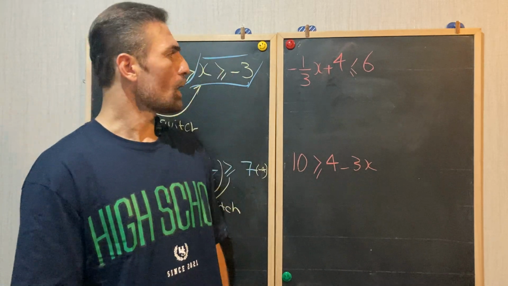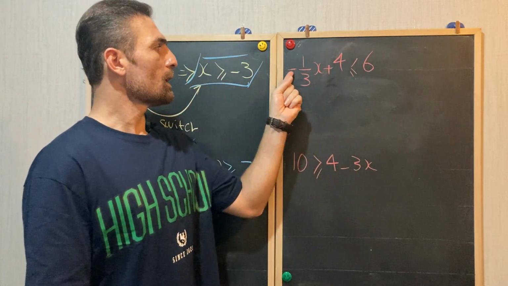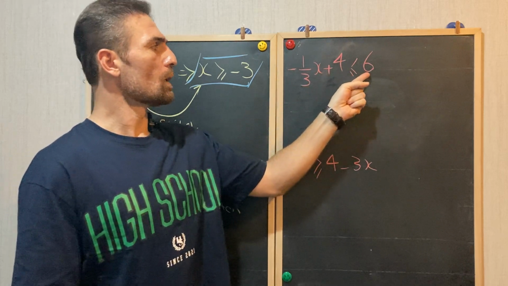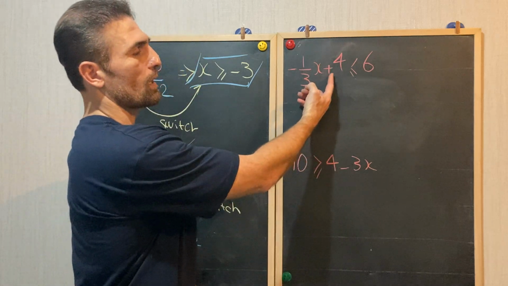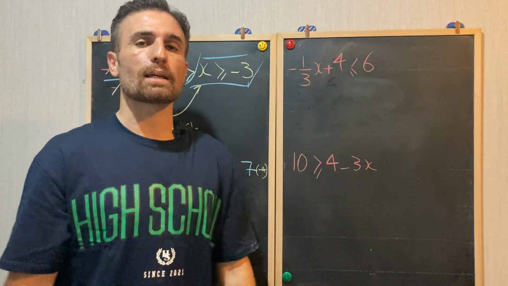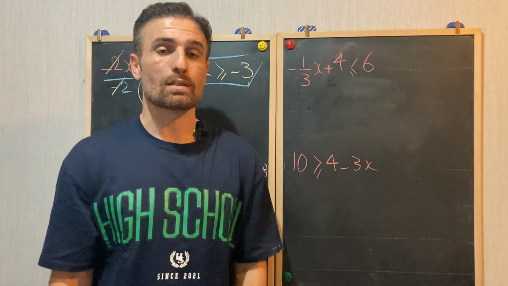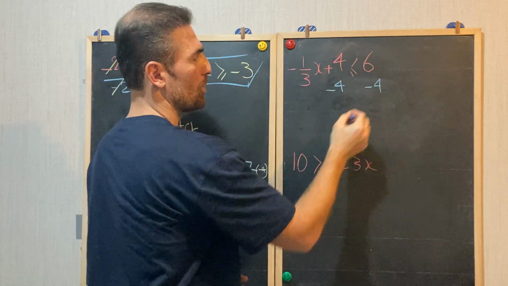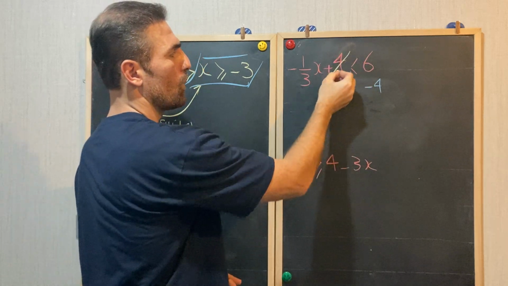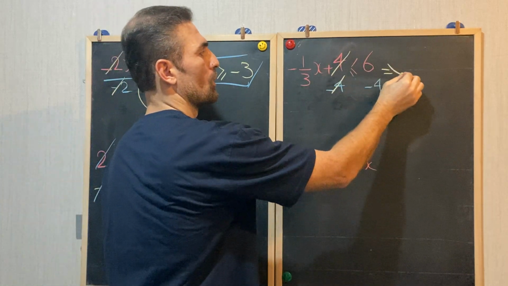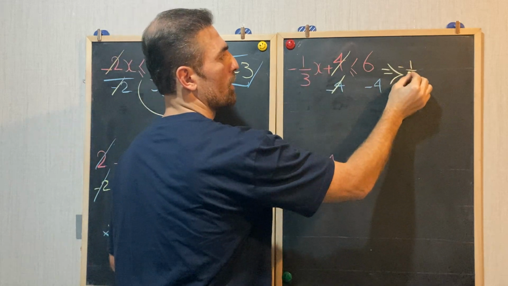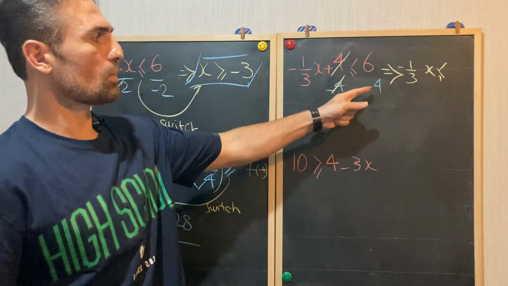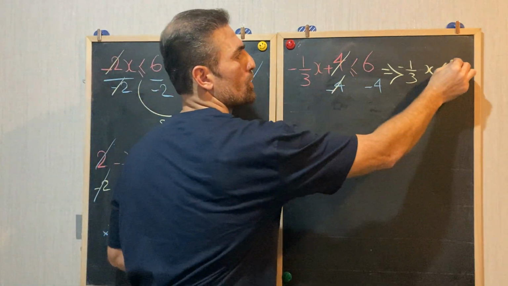Let's continue our lesson with the next example. Negative 1 over 3x plus 4 is less than or equal to 6. Step 1. What can you see here? Addition. What is the reverse operation of addition? Subtraction. Okay, we use negative 4 for both sides. Negative 4, positive 4 cancel out. Negative 1 over 3x is less than or equal to 6 minus 4 equals 2.